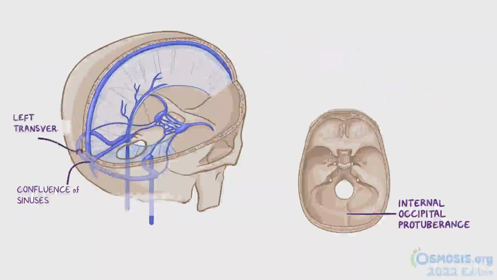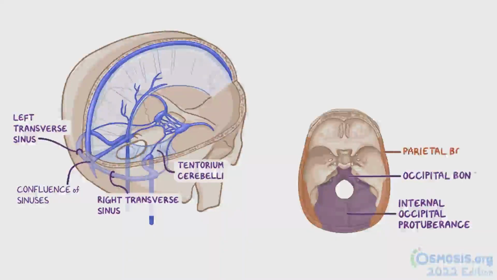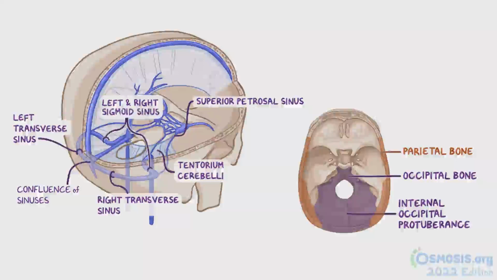The left transverse sinus and right transverse sinus begin at the internal occipital protuberance from the confluence of sinuses and pass laterally to run in the lateral border of the tentorium cerebelli. While doing so, these sinuses create impressions in the occipital and parietal bones. The transverse sinuses also receive blood from the superior petrosal sinuses. The two transverse sinuses eventually continue as the right and left sigmoid sinuses on each side.